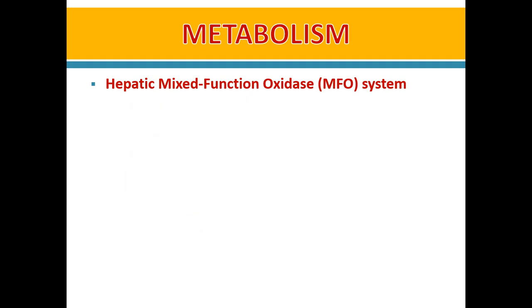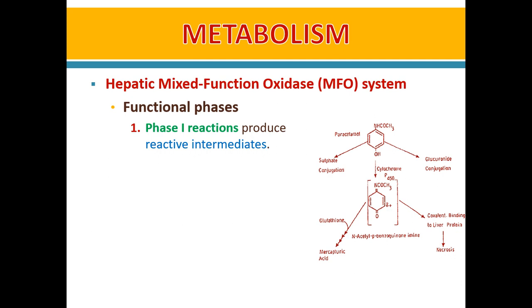The MFO system usually has two phases. We have the phase 1 reactions, which produce the reactive intermediates. Like for example, acetaminophen or paracetamol is reacted by the cytochrome P450 enzymes to metabolize it into N-acetyl-p-benzoquinone imine. But it's a reactive intermediate.